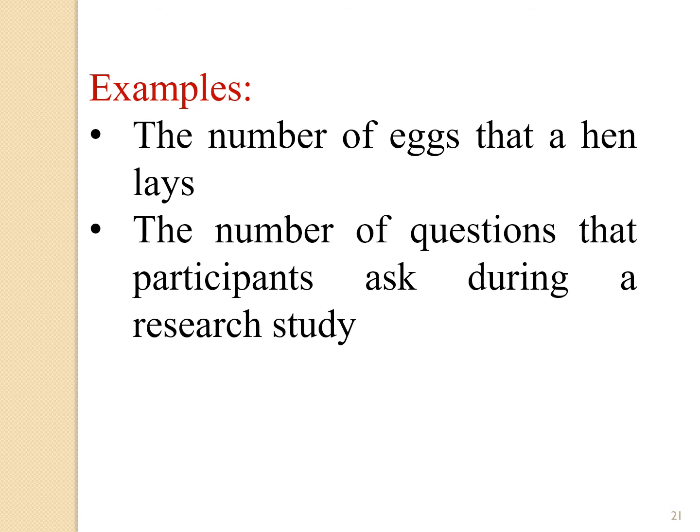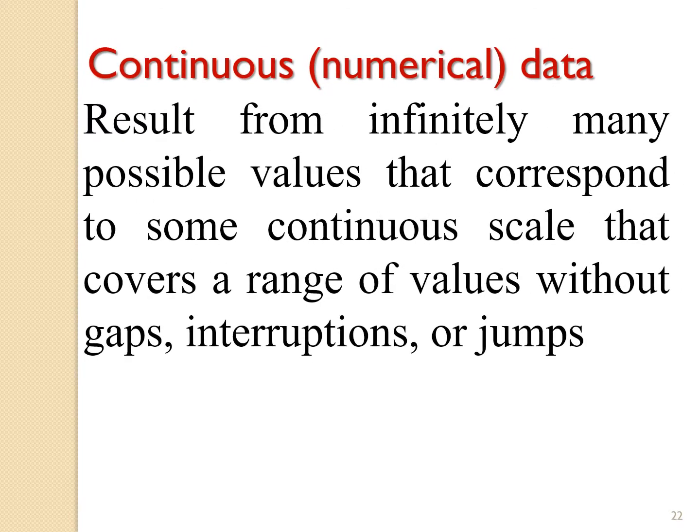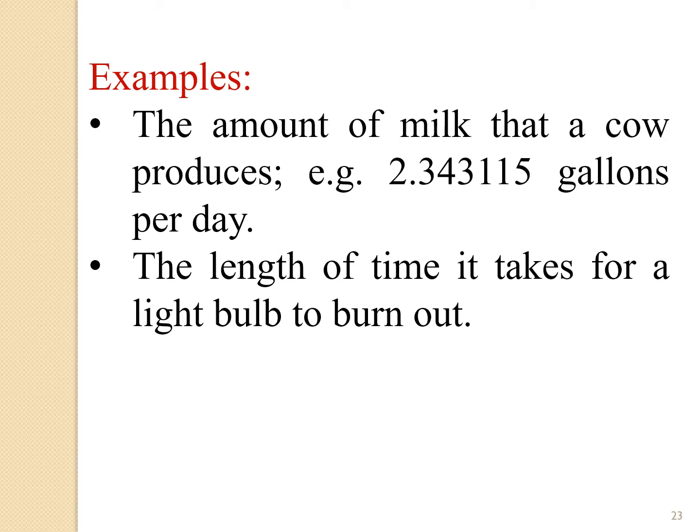And second, continuous type data result from infinitely many possible values that correspond to some continuous scale that covers a range of values without gaps, interruptions or jumps. In this case your possible values are in decimal points, so infinitely many possible answers. For example, the amount of milk that a cow produces. If you identify the exact value, it could be 2.3431523 or something. So in this case, the value is not an integer. It is some decimal point, so infinitely many possible answers. So this type we call continuous type data.